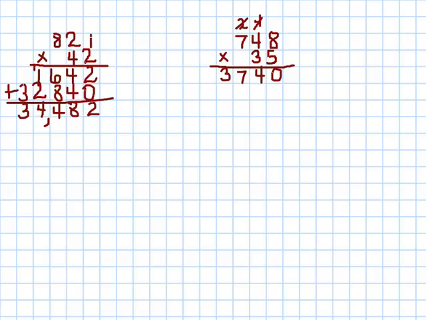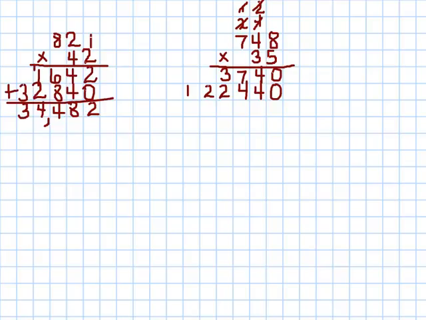Now I'm moving on to that 3. But that's not really a 3, it's a 30 because it's in the tens place. So I need to make sure I put that 0 down. That indicates that I've moved over into the tens place. 3 times 8 is 24. Carry that 2. 3 times 4 is 12, plus the 2 up top is 14. Carry the 1. 3 times 7 is 21, plus the 1 up top is 22.